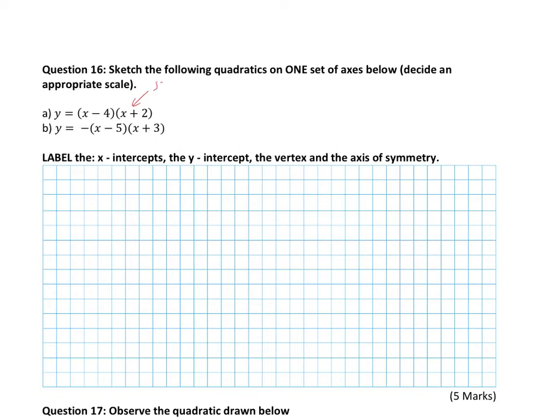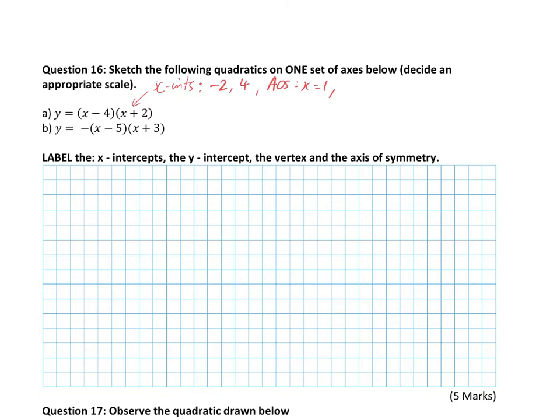All right, so the x-intercepts are going to be, so that's too thin now, so I'm going to go the next one up. x take 4, x plus 2, so they're going to be at negative 2 and 4. The axis of symmetry is going to be halfway between those two. Negative 2 to 4 is 6. So the axis of symmetry is going to be 3 away from those. 4 take 3 is 1. Negative 2 plus 3 is also 1. So the axis of symmetry is going to be at x equals 1.